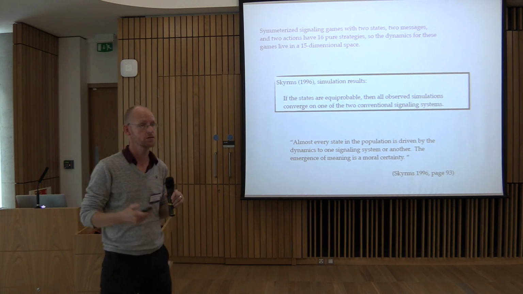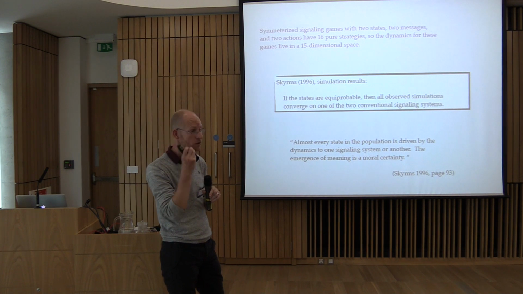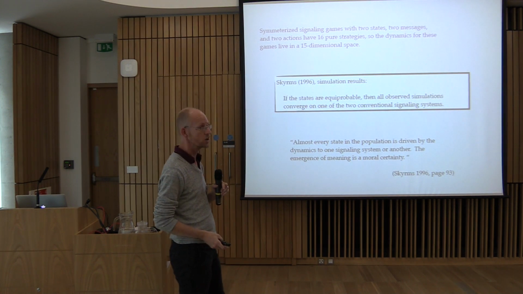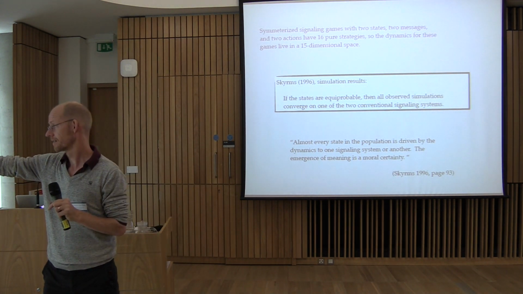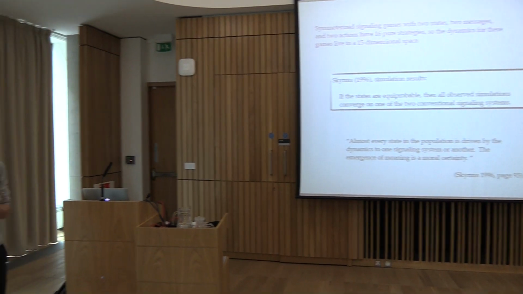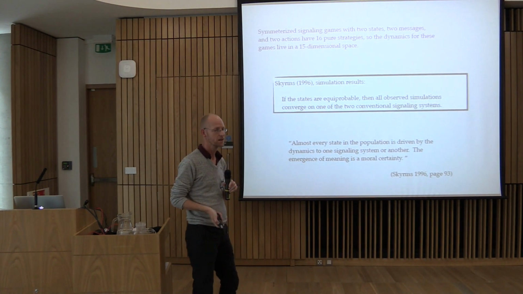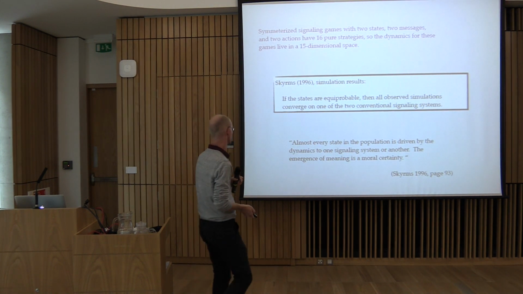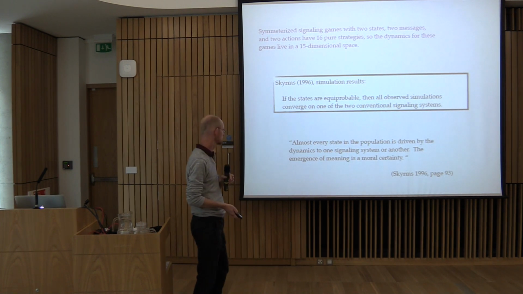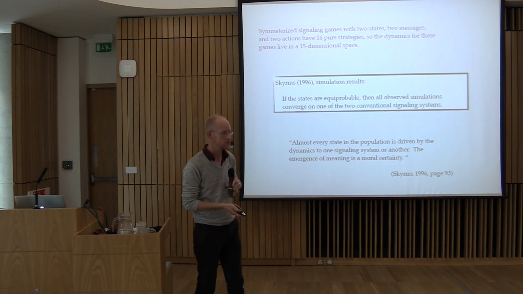Brian Skyrms, who popularized the signaling way of thinking about evolution, or the evolutionary way of thinking about signaling, said that we can actually do simulations with more than two situations and two messages. Also in that case, the only thing that ends up in simulation is signaling systems. Almost every state in the population is driven by the dynamics to one signaling system or another. So the emergence of meaning is a moral certainty.